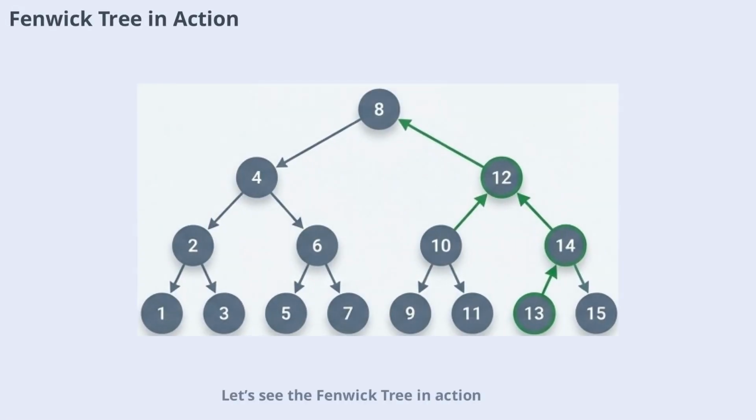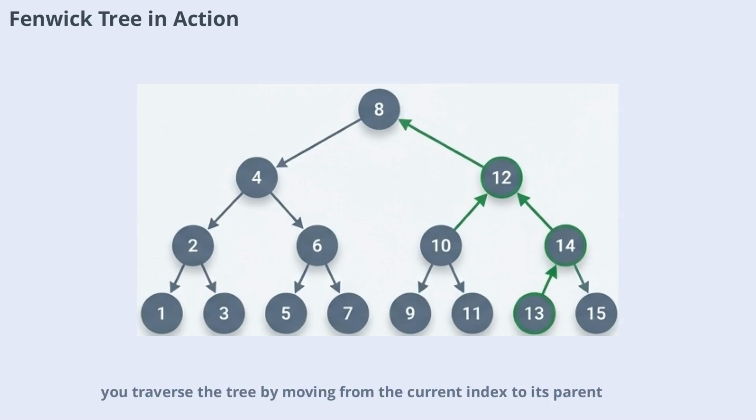Let's see the Fenwick tree in action. When you query for a prefix sum at a specific index, you traverse the tree by moving from the current index to its parent, accumulating values along the way. Updates work similarly, propagating changes to all affected nodes. This approach ensures both operations remain fast even as the dataset grows.